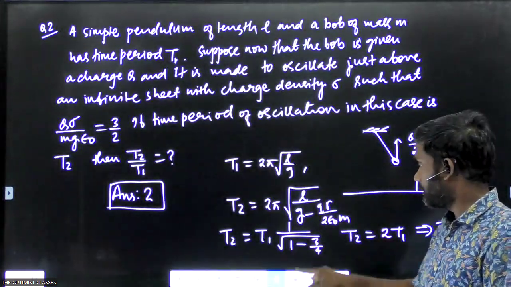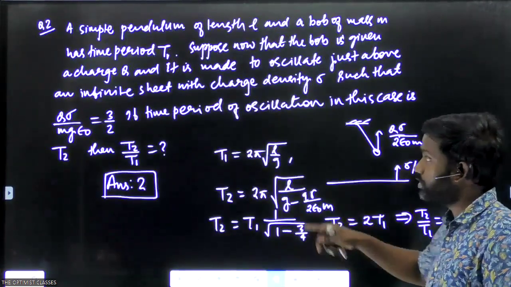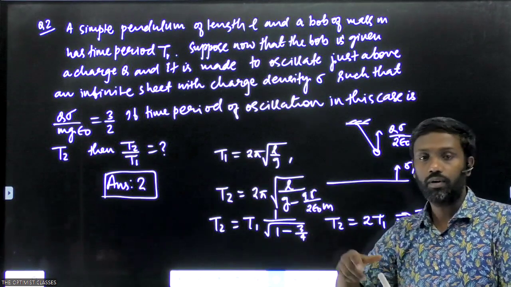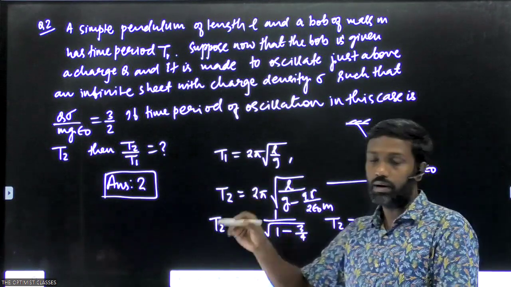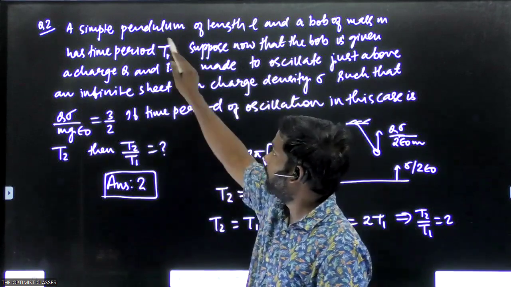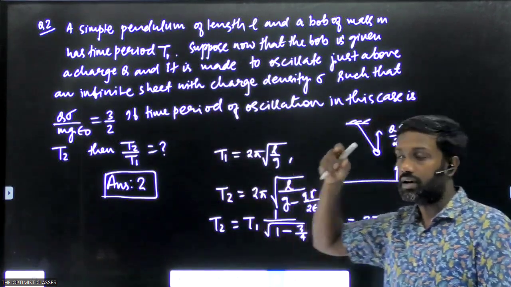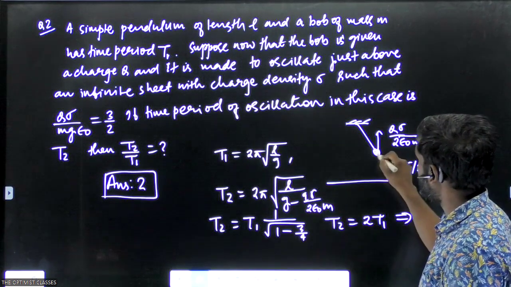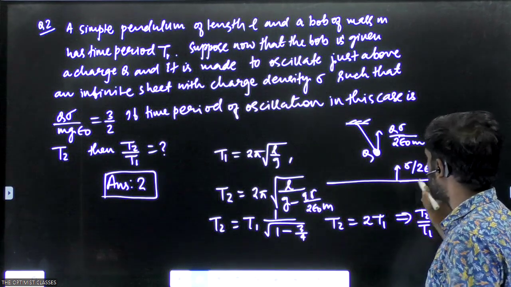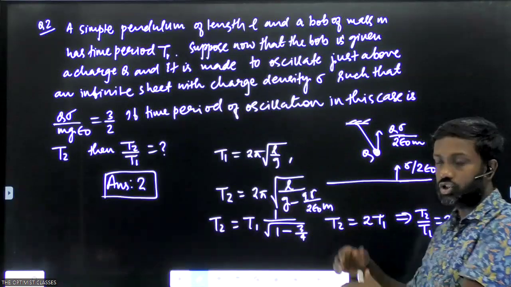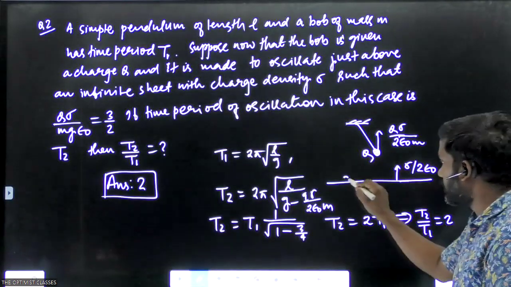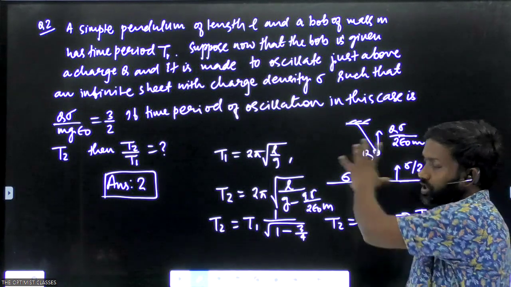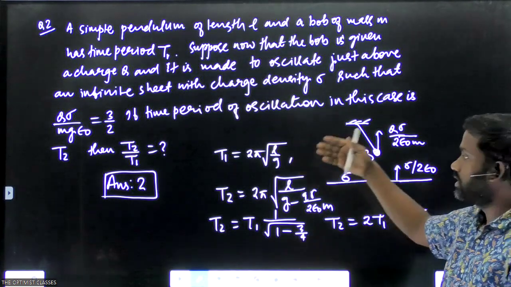This is a question related to a pendulum. There was a pendulum oscillating, and in one case there was only a pendulum, with time period t1. Now some charge is given to the pendulum, and under this pendulum there is a sheet placed with charge density sigma. In this case the time period of the pendulum becomes t2. So the question is, what is the value of t2 by t1?